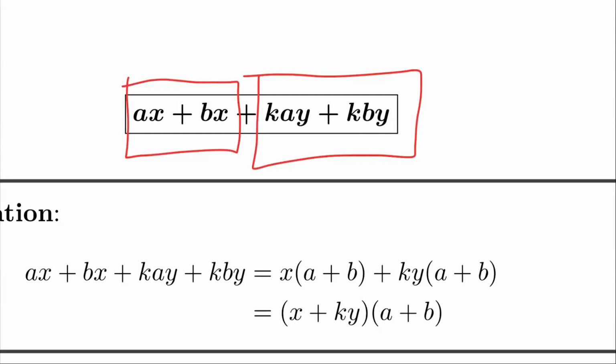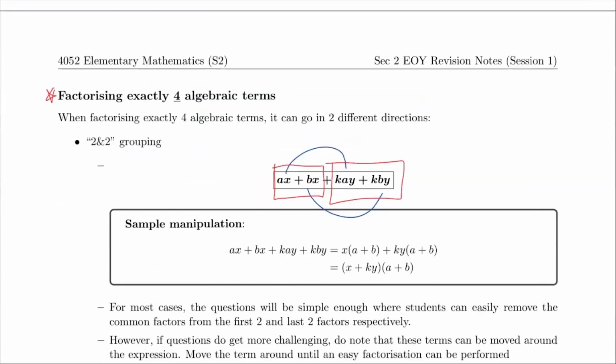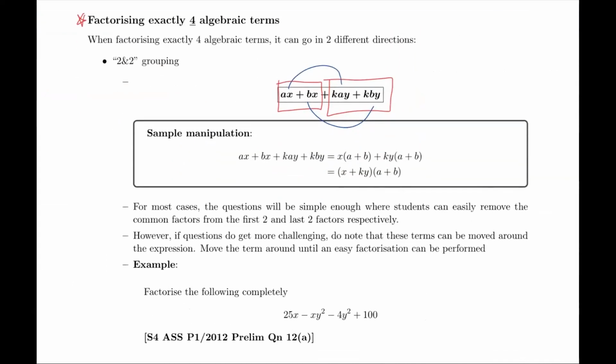Now, is it necessary for it to be grouped like this? No. It can be, for example, 1, 3, 2, 4. Also can. You get what I mean? As long as you find a pair of 2 and a pair of 2. That's why it's called 2 and 2 grouping. Usually, I tell my students that whenever you see 4 terms, first thing identify what type of grouping it is, 2 and 2 or 3 and 1. Then you apply the appropriate actions. For the 2 and 2 grouping, this is very straightforward.